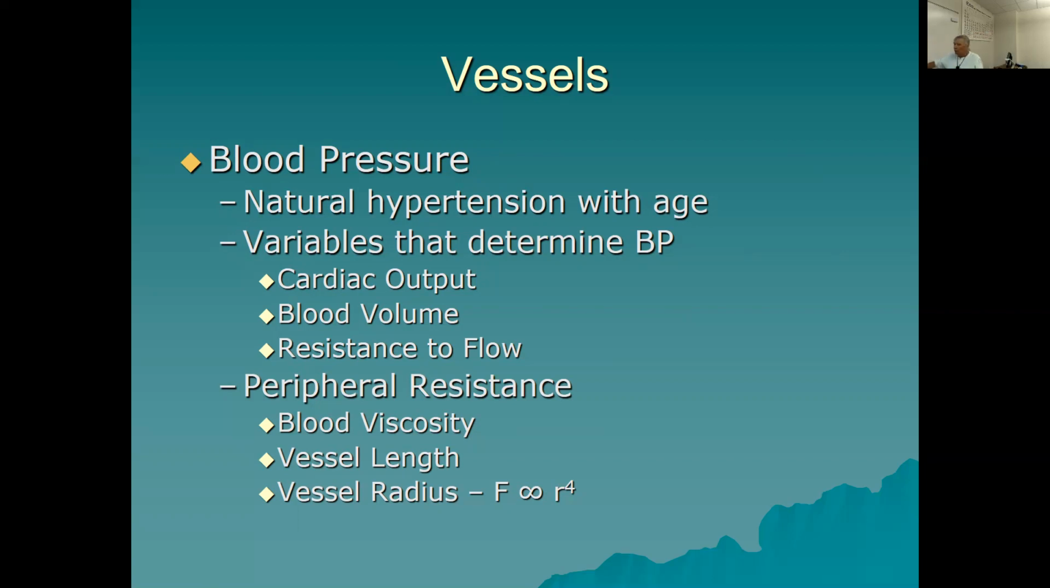Variables that determine blood pressure. It was mentioned: cardiac output, heart rate, and stroke volume, and this is due mostly to neural input, the sympathetic and parasympathetic nervous system. Blood volume. This refers to how much blood is in your body.